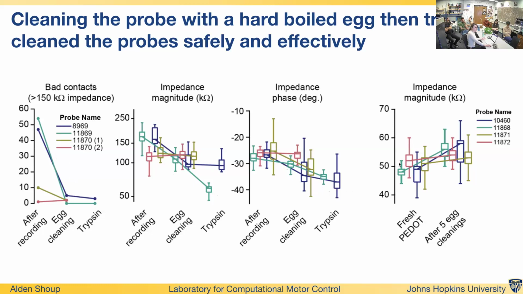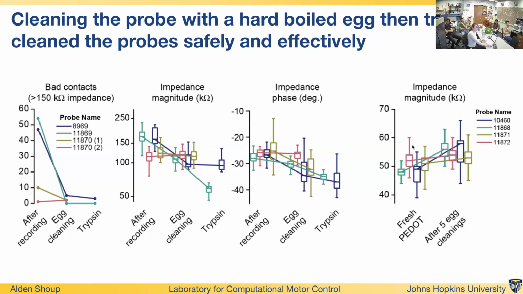We also tested if the egg cleaning was safe for the probe. Here you can see these are brand new probes, so they're at about 50 kiloohms, and then we did an egg cleaning test, with 5 simulated egg cleanings. Essentially, what we would do for 5 days, cleaning it with an egg. There was a median increase of 5 kiloohms and a standard deviation of 3 kiloohms. So 5 kiloohms, when your probe is increasing by 22% a day, you would expect your impedance to double just from degradation of the PEDOT coating. 5 kiloohms is not that much.